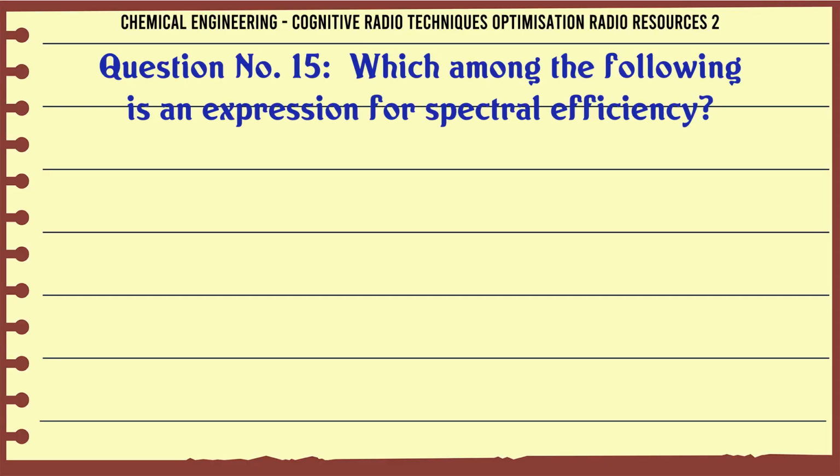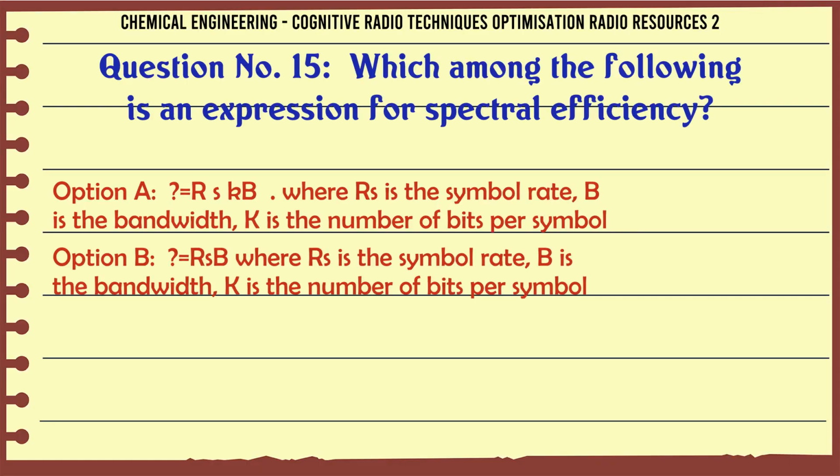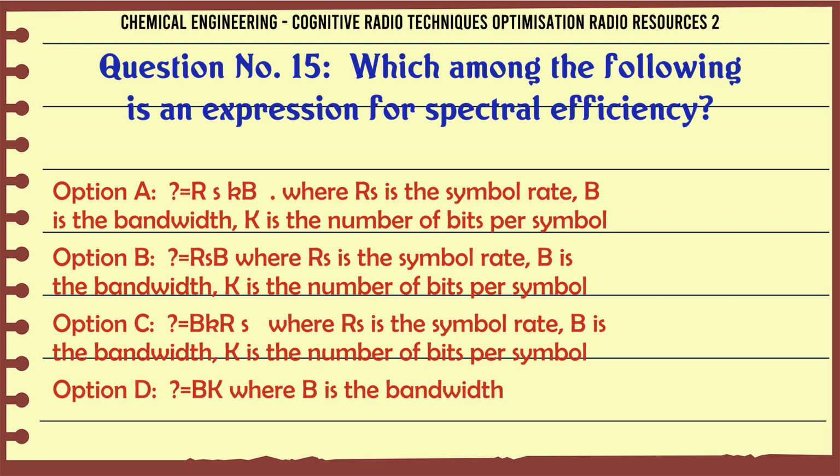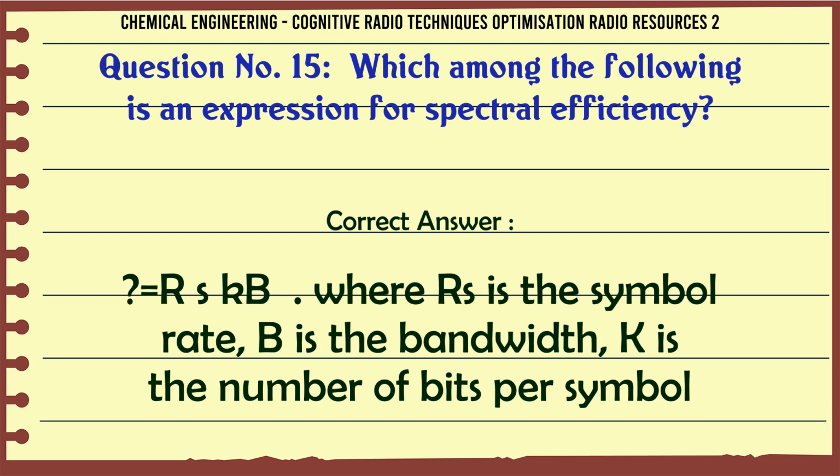Which among the following is an expression for spectral efficiency? A. Rs K / B, where Rs is the symbol rate, B is the bandwidth, K is the number of bits per symbol. B. Rs / B, where Rs is the symbol rate, B is the bandwidth, K is the number of bits per symbol. C. B K Rs, where Rs is the symbol rate, B is the bandwidth, K is the number of bits per symbol. D. B K, where B is the bandwidth. The correct answer is Rs K / B, where Rs is the symbol rate, B is the bandwidth, K is the number of bits per symbol.